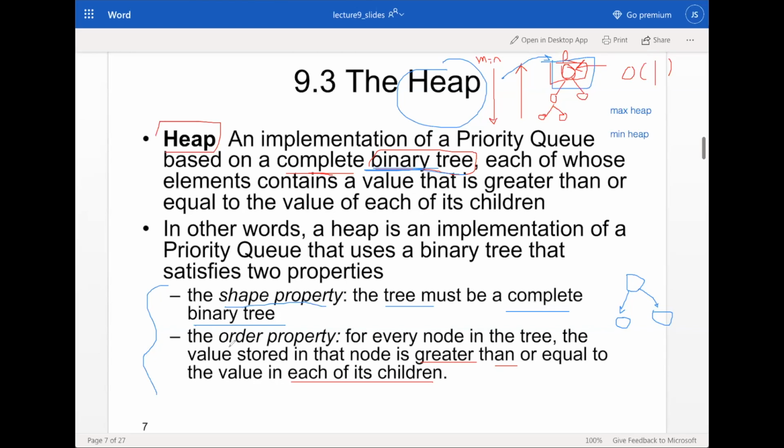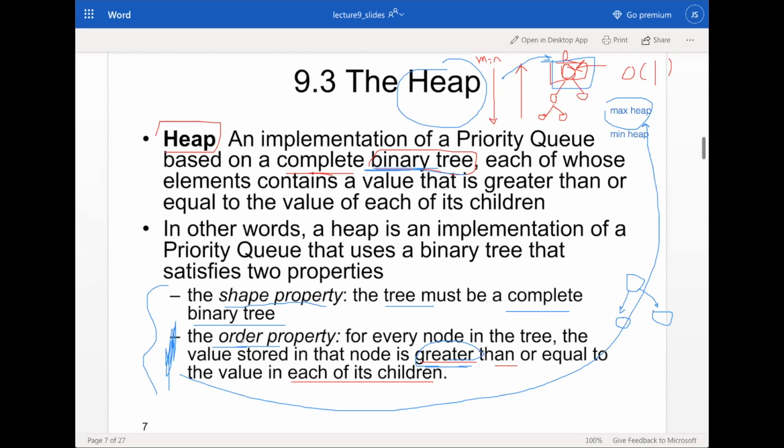The other property of heap is the order property. For every node in the tree, the value stored in the node is greater than or equal to the value of the children. This is true for what we call max heap. But if this is lower than or equal to the value in the children, then just by changing this, we're talking about min heap.